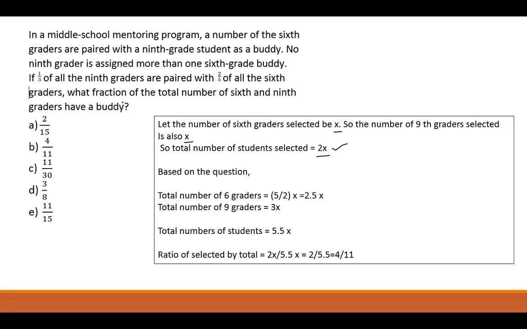So here we use the fact that 1/3 of all ninth graders are paired with 2/5 of all sixth graders, which means 1/3, 1 by 3, and let me denote all the number of people in ninth grade by, let's say, T9. This is equal to x, right? Which means T9 is equal to 3x.